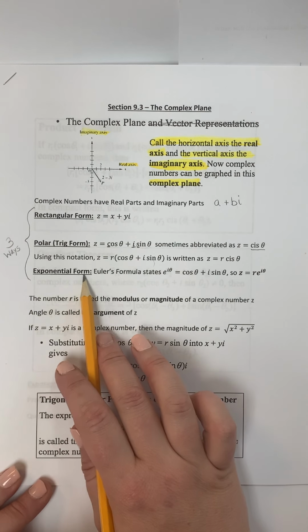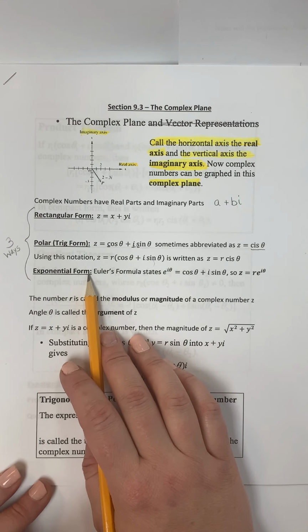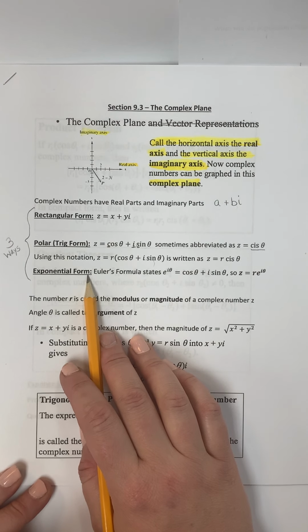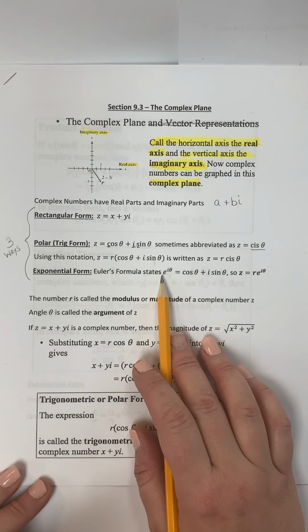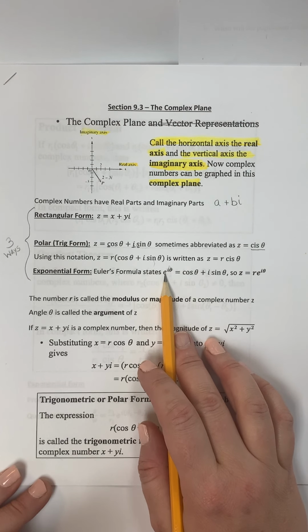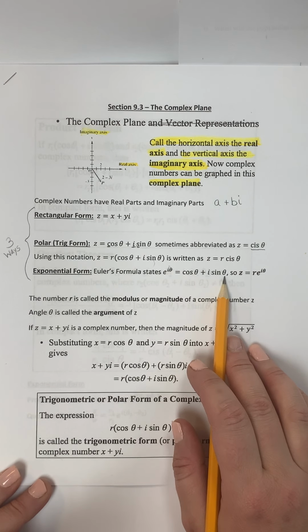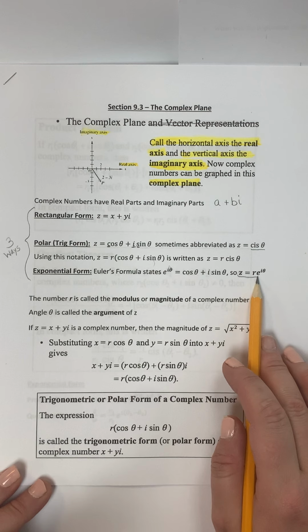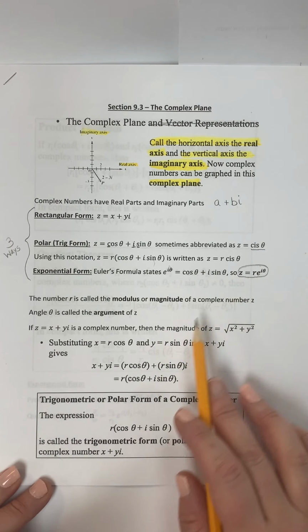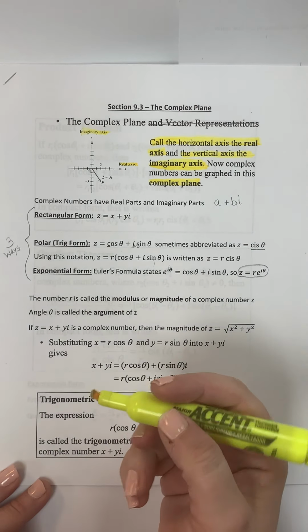Okay, now a new form that we sometimes use is exponential form. This is very helpful and it's very compact. It's easy to write and it has all your information. So according to Euler's formula, e to the i theta, these are both little exponents on the e, is the same as cosine theta plus i sine theta, which means that z equals r times e to the i theta, okay?